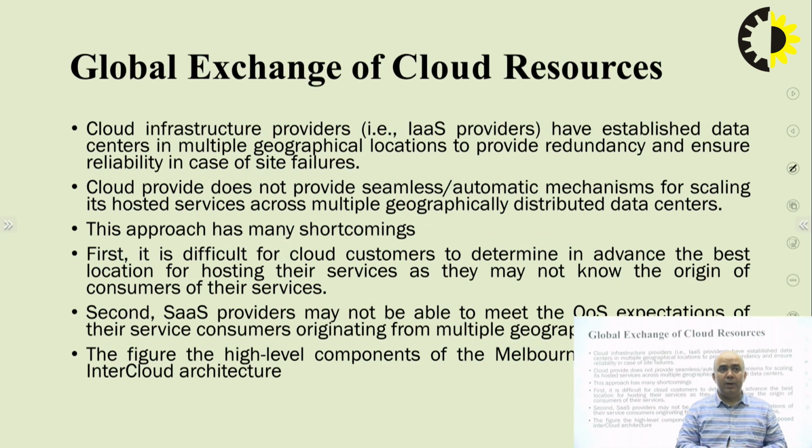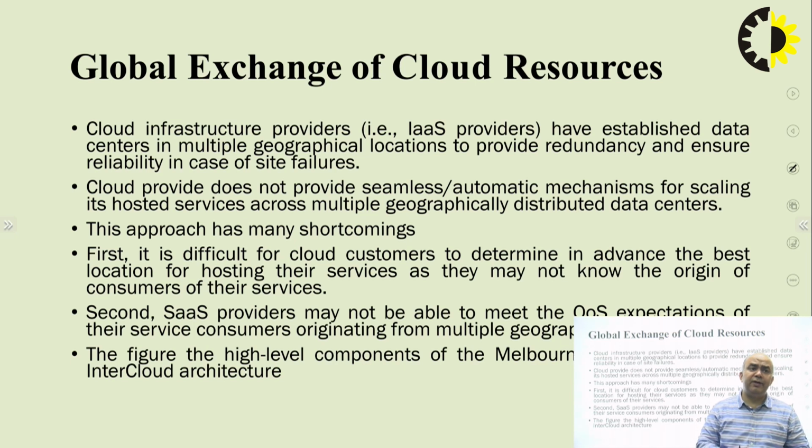For that, global exchange has to be provided. Cloud infrastructure providers, that is your infrastructure services, have established data centers in multiple geographical locations to provide redundancy and ensure reliability in case any sites fail. But the cloud provider does not provide an automatic mechanism for scaling its hosted services across the multiple geographical locations. Distributed data centers are there. So this is the shortcoming of it.